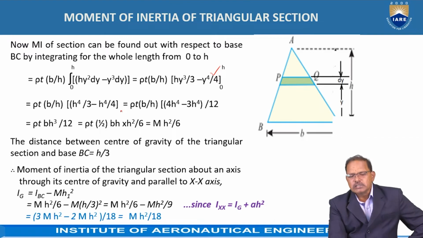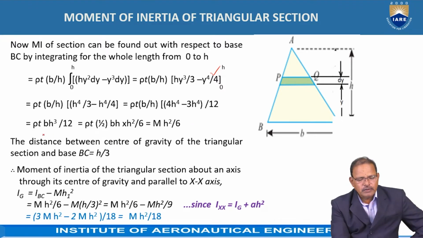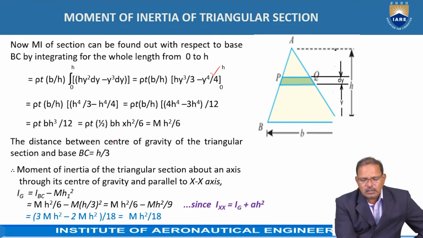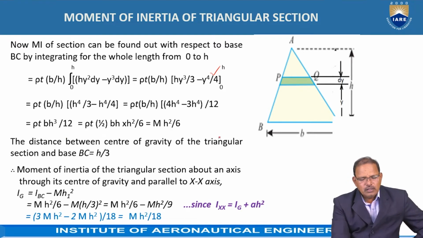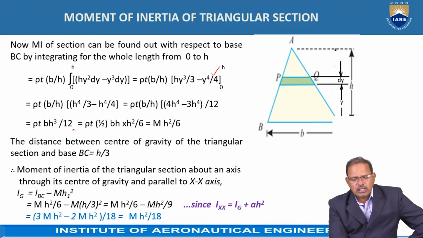Here 12 is the LCM for these two terms. And so the remaining values: rho t into b by h is the common term. The remaining value is (4 h to the power of 4 minus 3 h to the power of 4), which is equal to rho t b h to the power of 4 by 12. So in this equation, h and h get cancelled, and the remaining value is rho t b h cubed divided by 12. Here rho t is the constant.